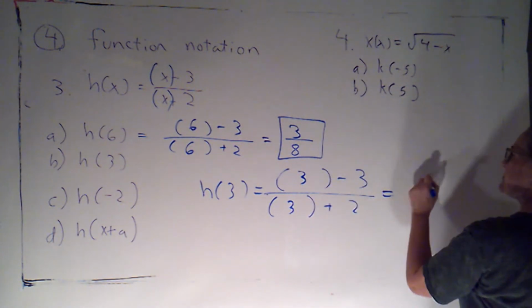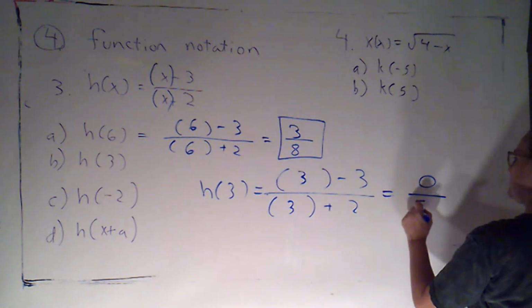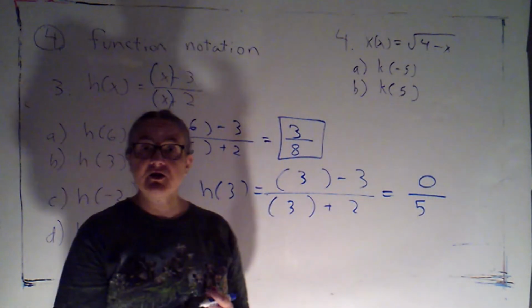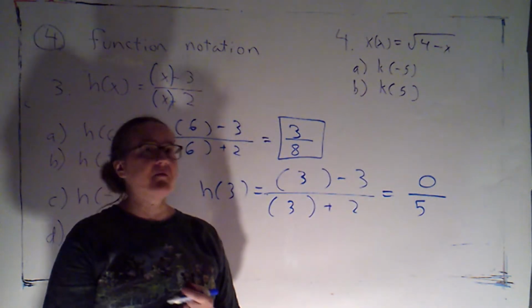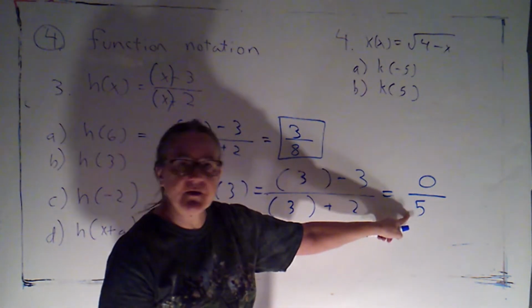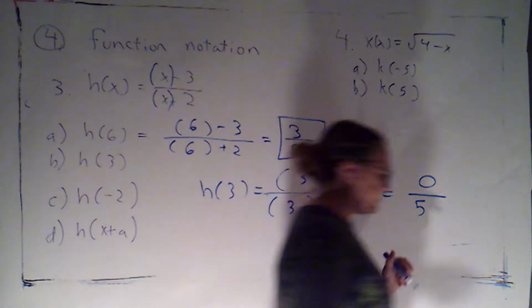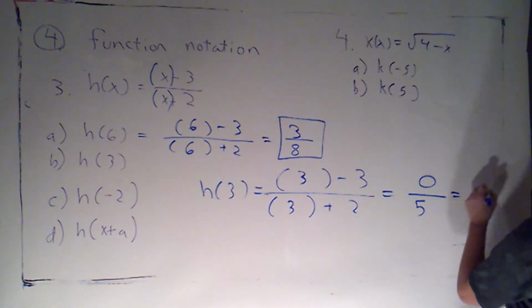So 3 minus 3 is 0. 3 plus 2 is 5. I've got 0 on top of a fraction and 5 on the bottom. As long as I don't have 0 on the bottom, that's totally fine. 0 can be on the top. This is just 0 divided by 5, which is 0.